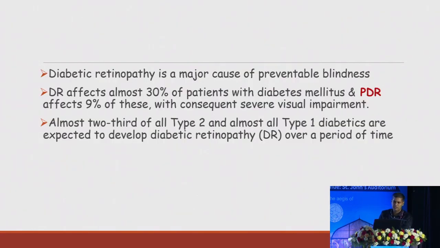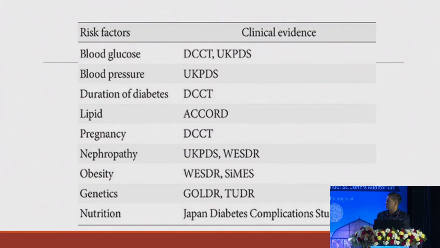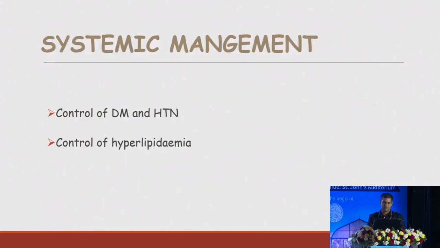So diabetic retinopathy is a major cause of preventable blindness. DR affects almost 30% of the diabetes mellitus patients. Out of these, around 9% of these diabetic retinopathy patients are PDR cases and need to be identified and treated. Coming on to the risk factors, we all know that there are non-modifiable and modifiable risk factors. The duration of diabetes, hyperglycemia, hypertension, increased lipids, all these are the risk factors. The correlation between these risk factors and diabetic retinopathy has been established by various clinical trials. I'll not be going into the details of this.